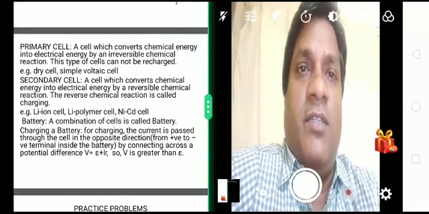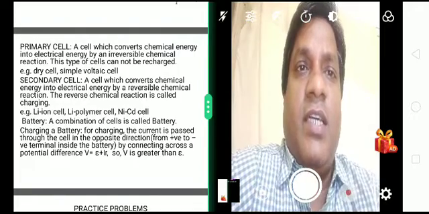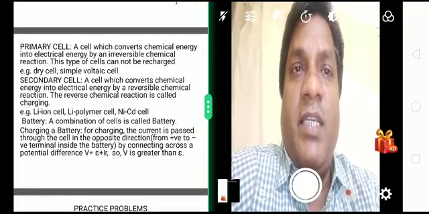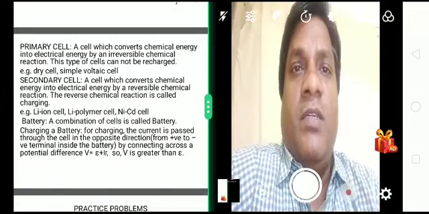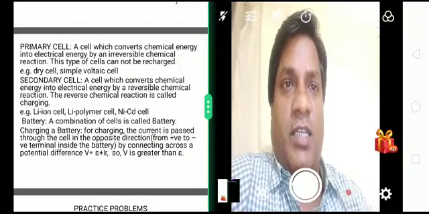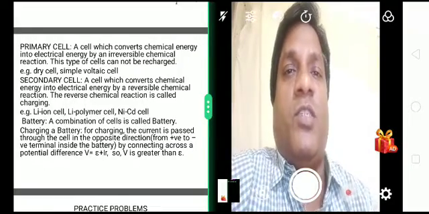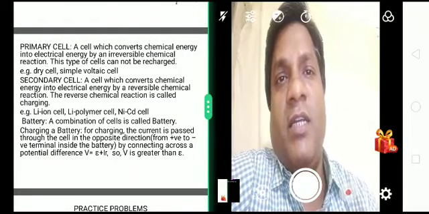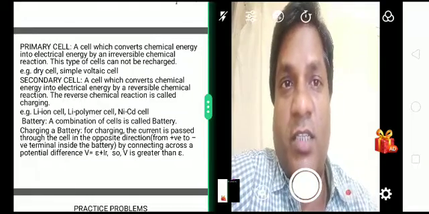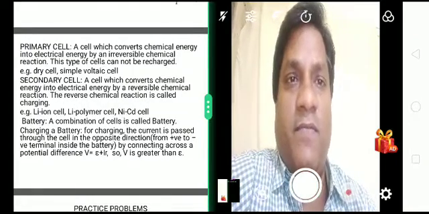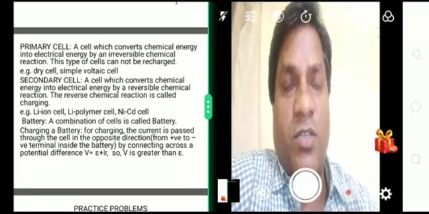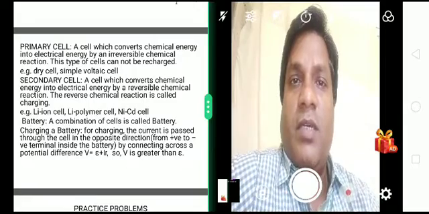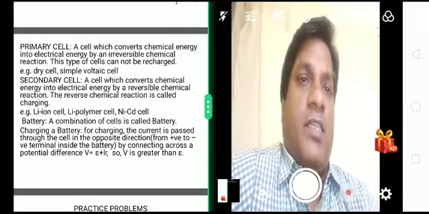Secondary cells are rechargeable cells. These cells convert chemical energy into electrical energy by a reversible chemical reaction. The reverse process of the chemical reaction is called the process of charging. Examples of secondary cells are lithium ion cells and lithium polymer cells, which are generally used in mobile phones, and nickel cadmium cells, which are generally used in cameras. Now, a battery is a combination of cells.